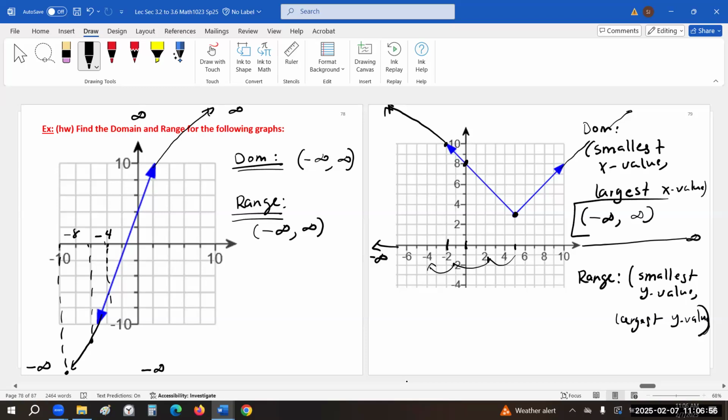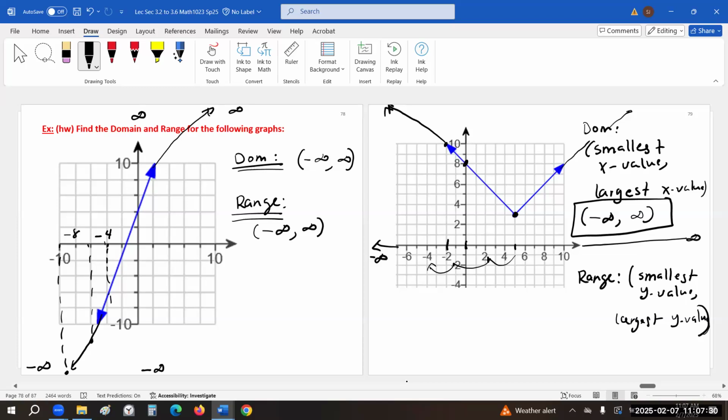Positive infinity. Perfect. So you can plug in any number for x in this graph. By the way, this is the absolute value function. So the absolute value function we worked before. This is the graph of the absolute value. They're going on forever, both left and right. So you can plug in any number on the left, any number on the right. As a result, our domain is from smallest x value to the largest x value.